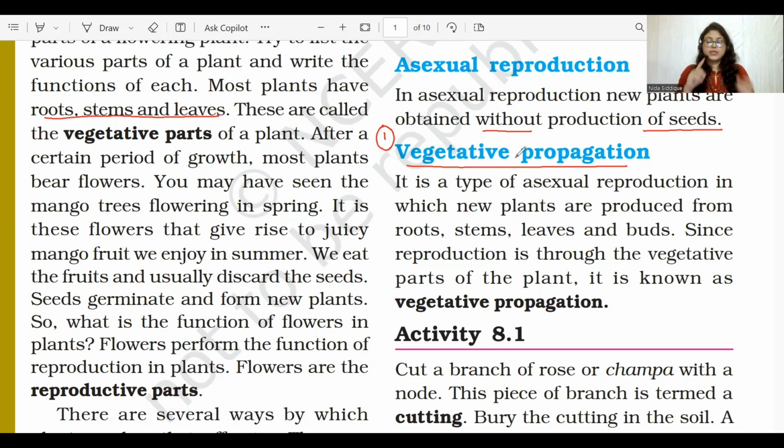So जब भी plants roots, stems या leaves के use से reproduce करेंगे, इस method को हम vegetative propagation कहते हैं. So it is a type of asexual reproduction in which new plants are produced from roots, stems, leaves, as well as buds. Now, since reproduction is through the vegetative parts of the plant, that's why this mode of reproduction is called vegetative propagation. So in order to learn more about it in detail, let's perform activity 8.1.